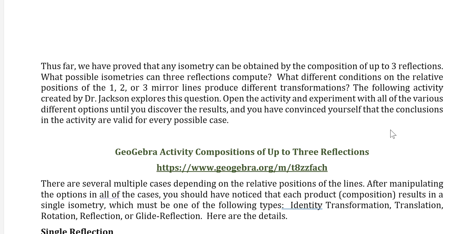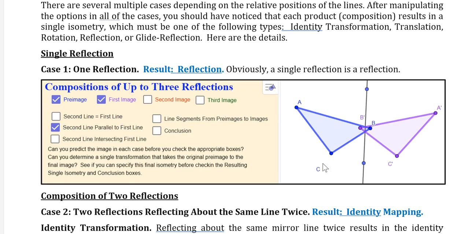There are several cases depending on the relative positions of the lines, and after manipulating the options in all the cases, you should have noticed that each product, composition, results in a single isometry, which must be one of the following types: identity transformation, translation, rotation, reflection, or glide reflection. And we can start with some of the details. The first one is, well, it's pretty obvious. If you just have one reflection, the result is a reflection. So obviously a single reflection is a reflection.